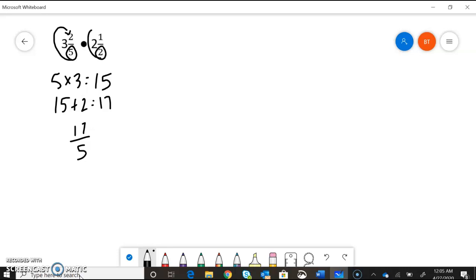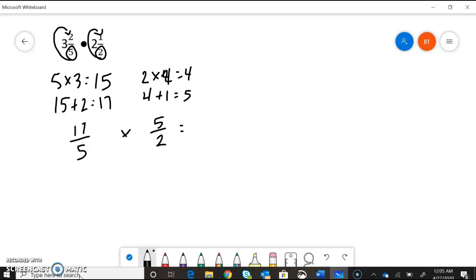Then if we convert 2 1/2, we start with our 2. 2 times 2 is 4. Oops, I'm sorry. 2 times 2 is 4. And then 4 plus 1 gives us 5. So we now have 5 over 2.